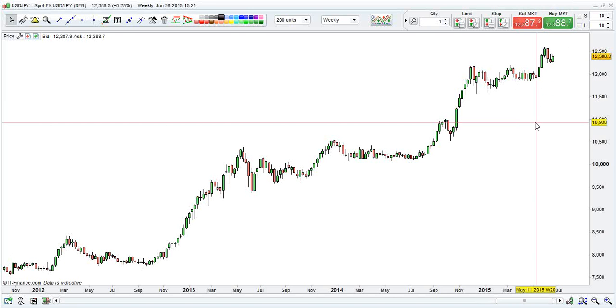Okay, so we have our ProRealTime chart here, and we have a weekly chart of the USD/JPY, the US dollar versus the Japanese yen. So I'm going to show you a Fibonacci extension, which is in an uptrend, and a Fibonacci retracement, which will be in a downtrend. So we show a Fibonacci extension with the USD/JPY, which is in an uptrend.